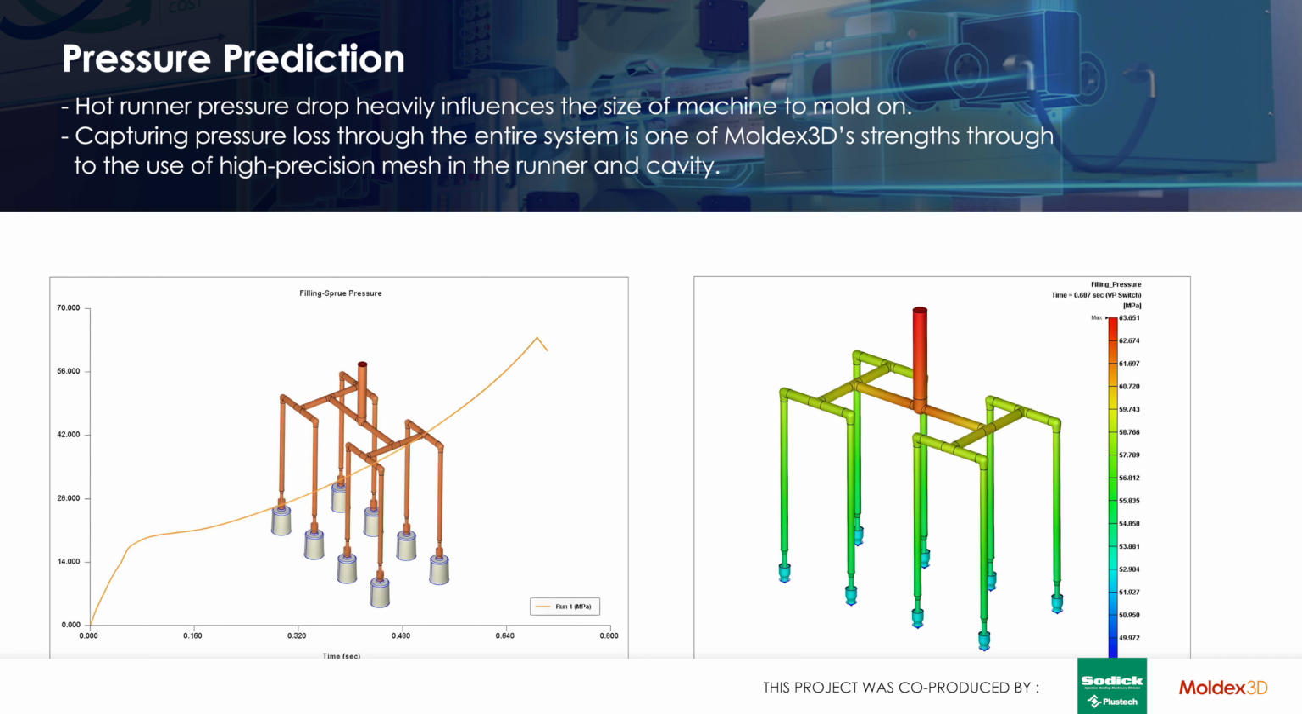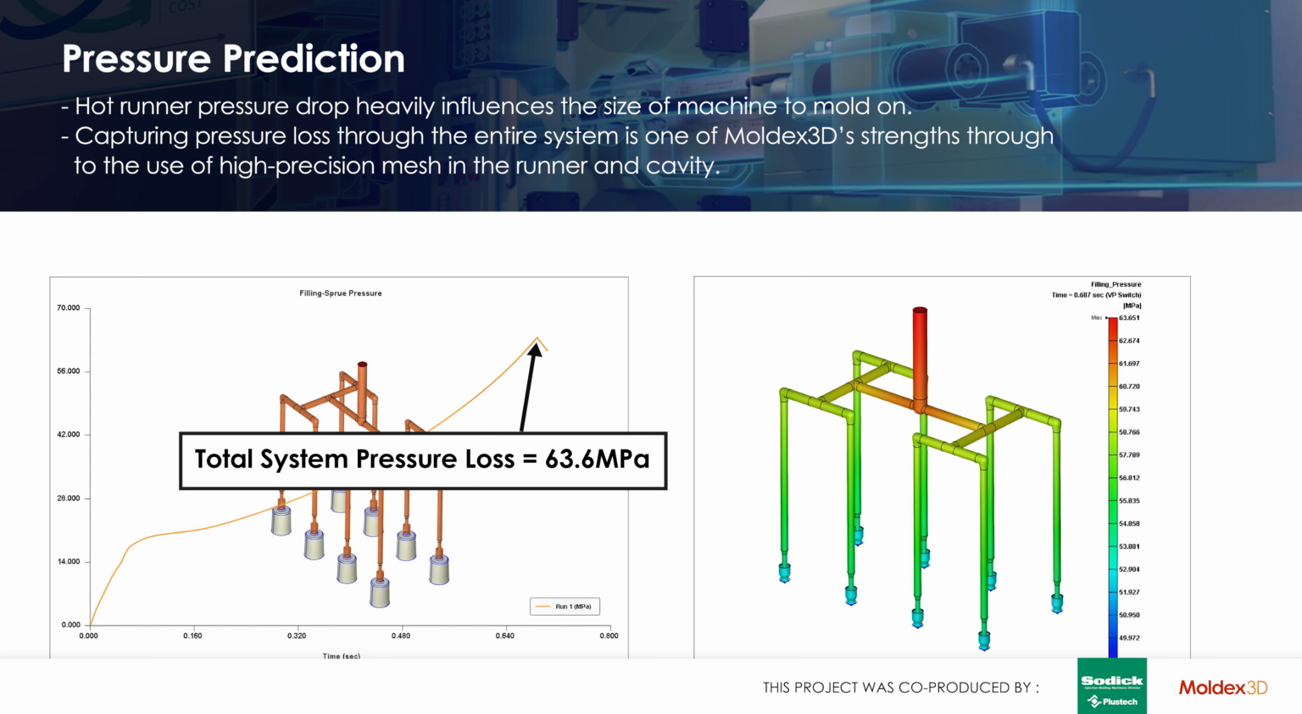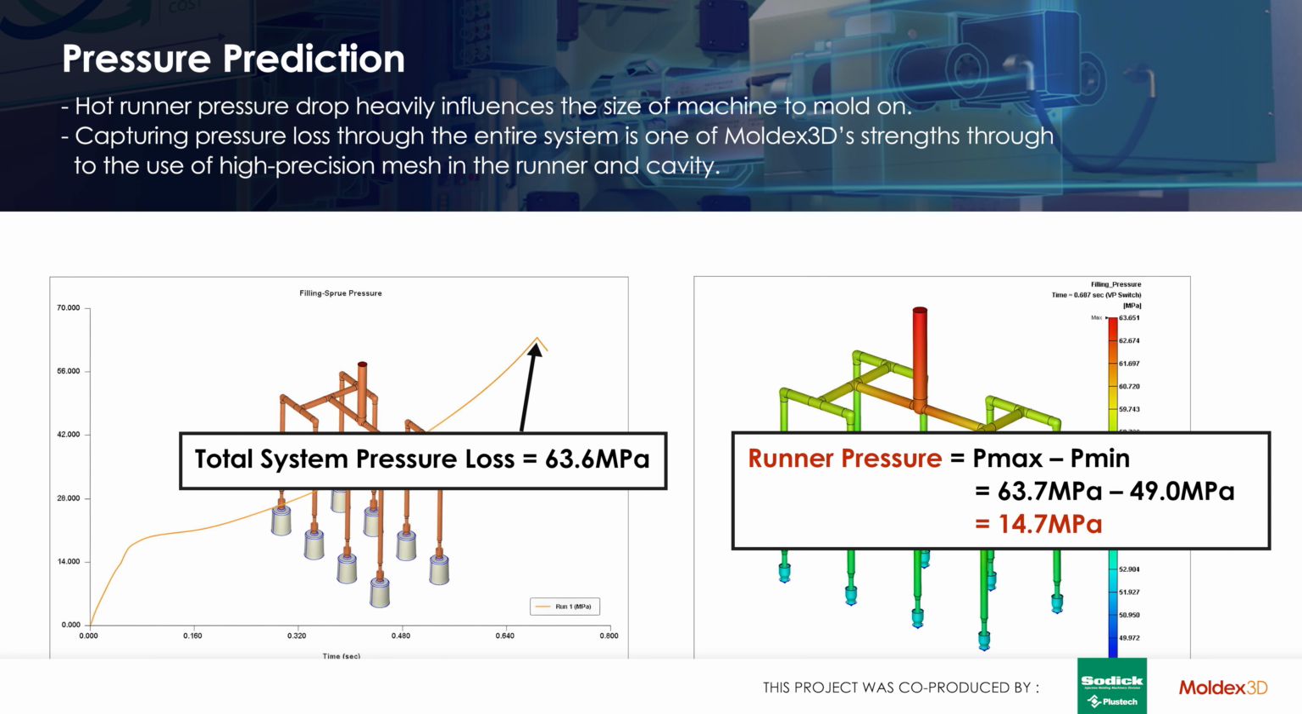The pressure loss through the system dictates how large of a machine is needed, so having an accurate depiction of pressure drop through the cavities and runner system is imperative to anticipating the cost of production. Moldex3D can model complex geometries and can separate the pressures in the parts and runner geometry.